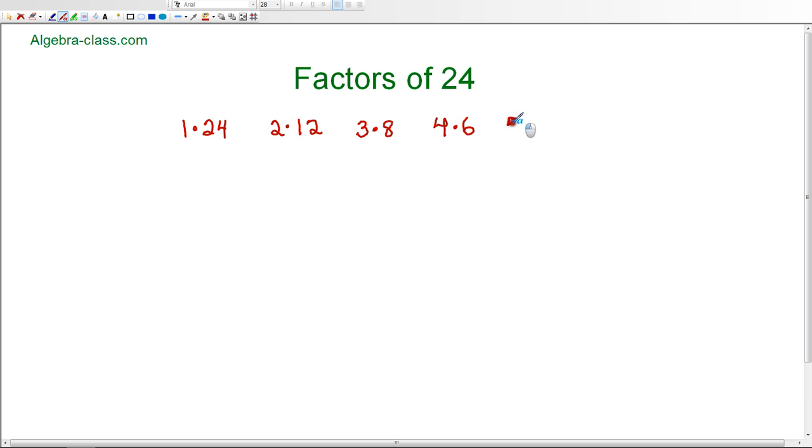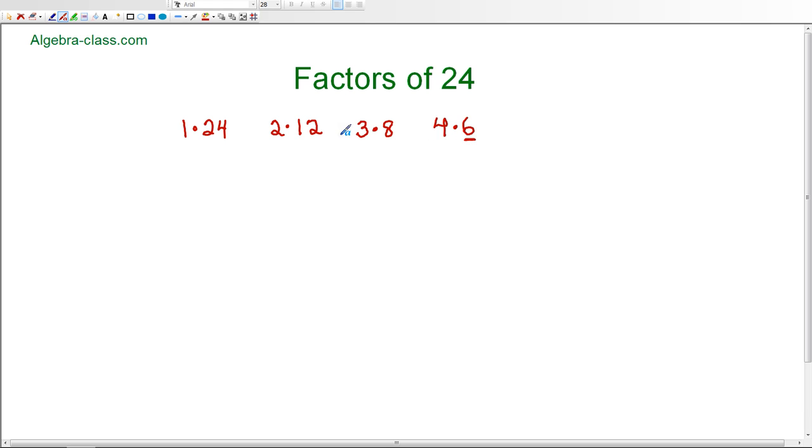What about 5? 24 divided by 5. Well, we know that that's not going to give us a whole number. So guess what? 5 is not a factor of 24. So I'm going to erase the 5. Then I'm going to go on to the number 6. Well, of course, 6 is a factor because I've already used it. So once I've already used it, I can stop.